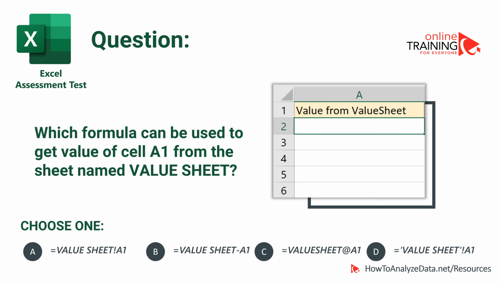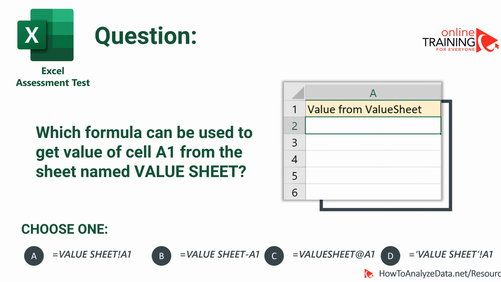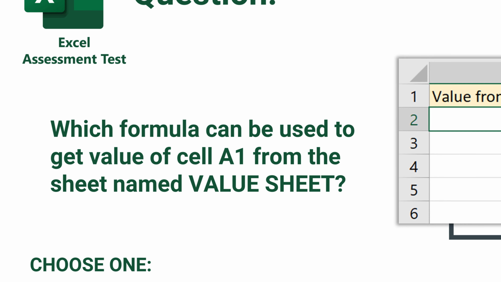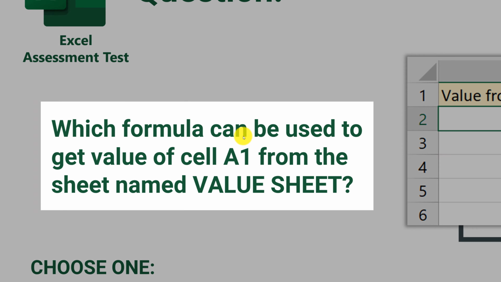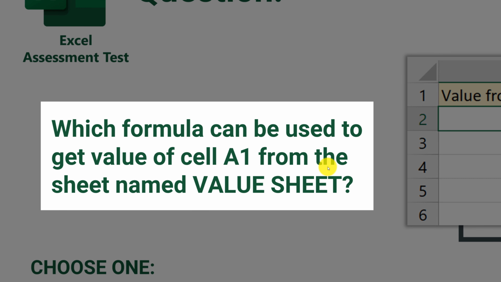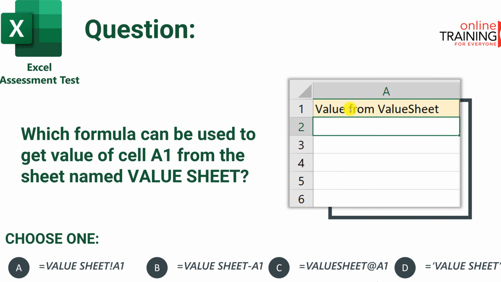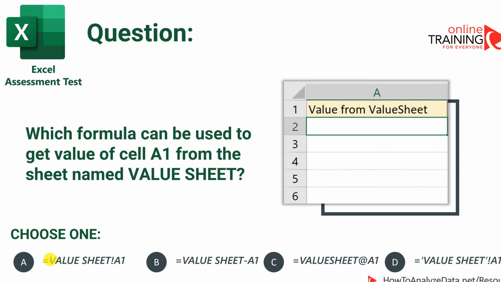Here's the question that tests your knowledge of how well you know data integration and how well you can write formulas that reference other worksheets in Microsoft Excel. Which formula can be used to get the value of cell A1 from the sheet named value sheet? And then there's an example, value from the value sheet, right? And you have 4 choices.